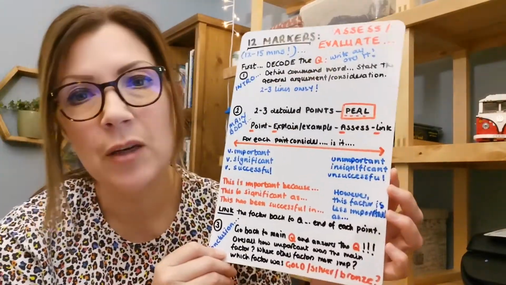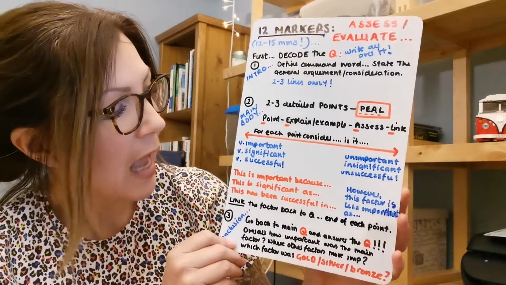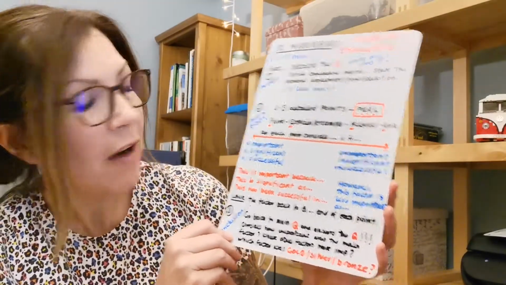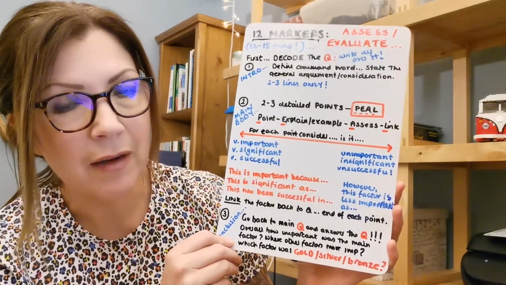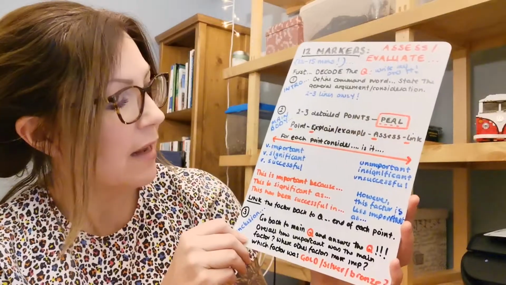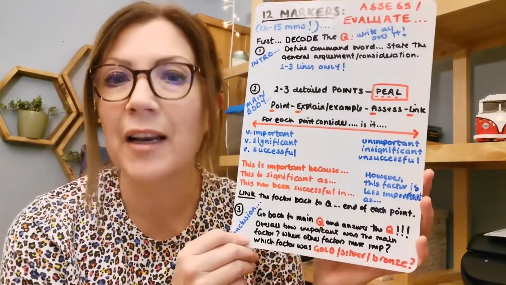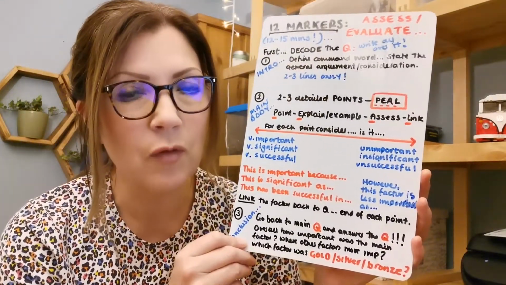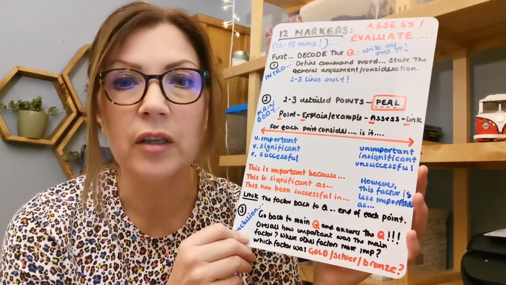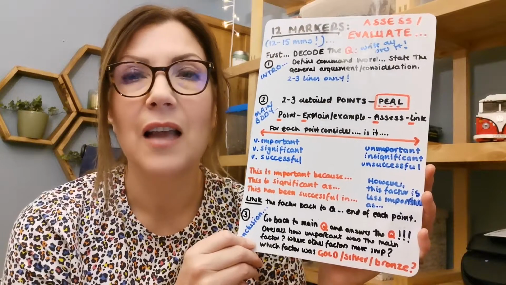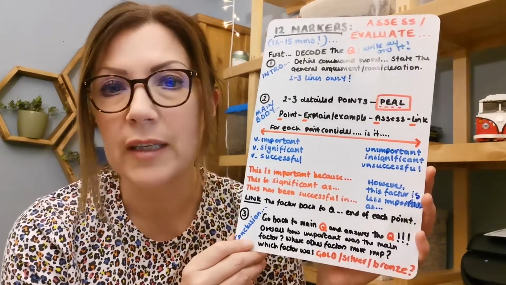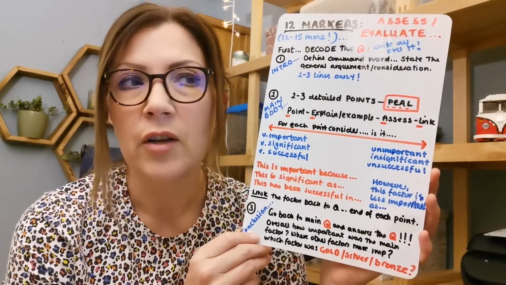And I've done a little continuum here, hopefully to help you. And you need to look at, for each of the points that you're considering, is it very important? Is that point that you've considered very important in answering that question? Is it very significant? Is it very successful? If you're talking about management strategies, is it the most successful point? If you're talking about something to do with regeneration, is, I don't know, poverty the most important factor, or are there other points that are important in your answer?